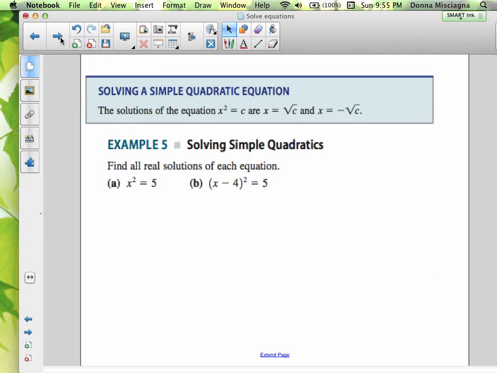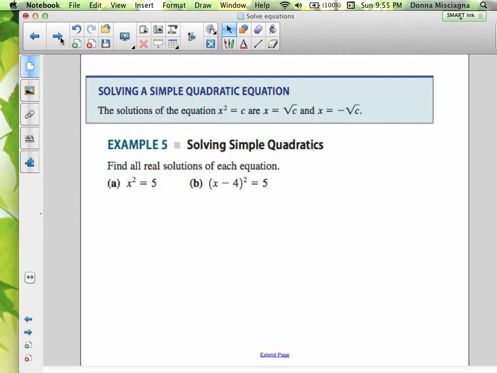Solving a simple quadratic equation. So if we have x squared equals a constant, or something squared equals a constant, we can solve by taking a square root of both sides. But remember, there are always two solutions when you have a quadratic, so don't forget positive and negative, because it doesn't matter whether you square something positive or something negative, you get the same answer.